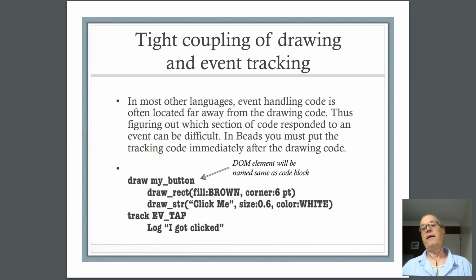So instead, in our system, in Beads, you put the tracking code right after you draw that area. Every time you draw a rectangle on the screen, you own the events for that rectangle, and the event handler for that rectangle of screen space is immediately after the drawing code. That forces you to keep your code in a sensible, maintainable structure.